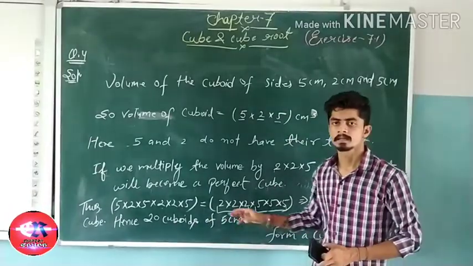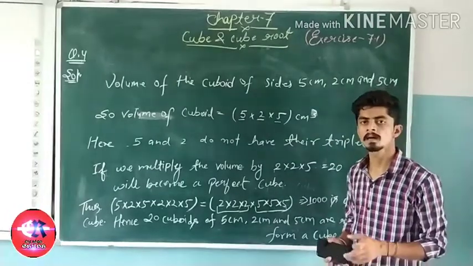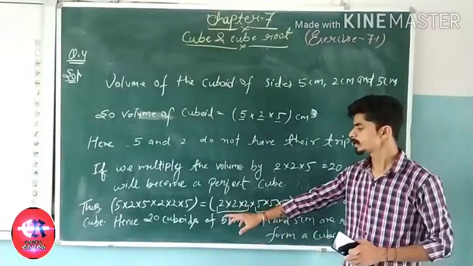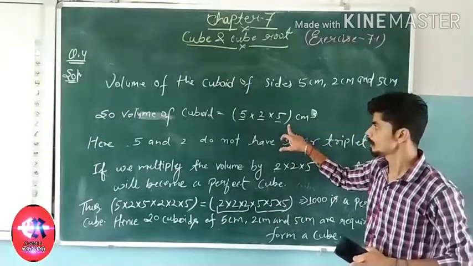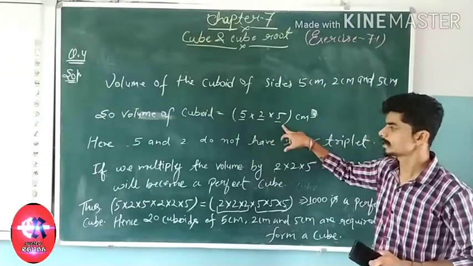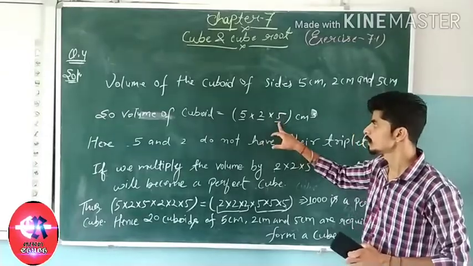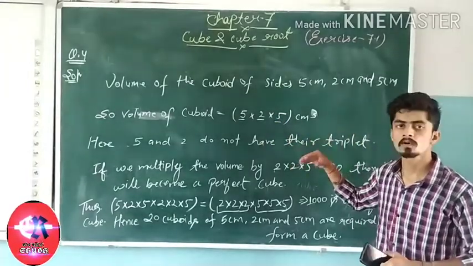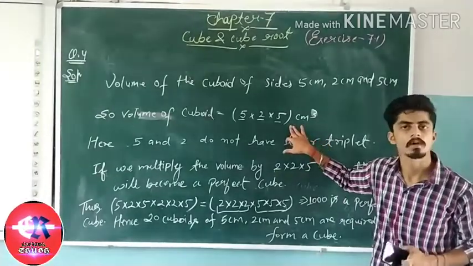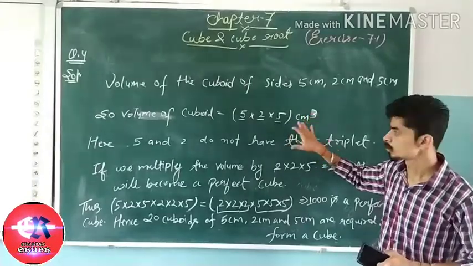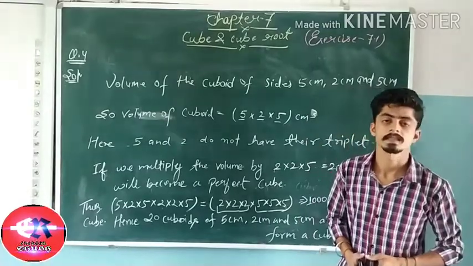In this question it is asked how many cuboids we have to add to form a cube. So we get the number of cuboids equal to 20, because here the volume is not forming a triplet. So we have to make a complete triplet of the particular numbers 2 and 5. We put here 2 times 2 and 1 times 5, which is equal to 20. So 20 more cuboids we want to form a perfect cube. So that's all the solution of question number 4, and this is the end of exercise 7.1.